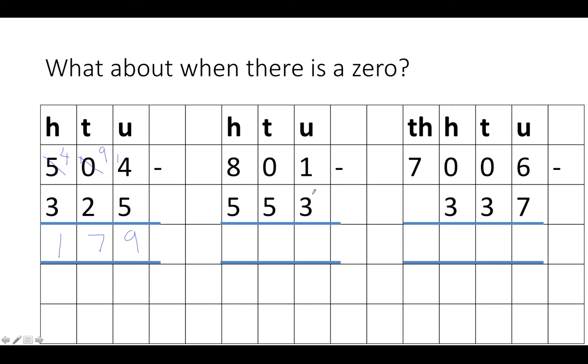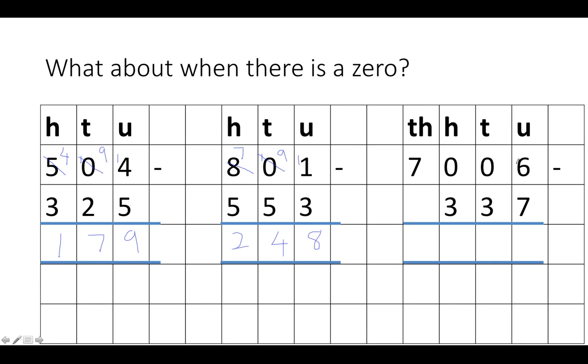Can't do 1 take away 3 because 1 is smaller than 3. Can't borrow from the 0 because there's nothing there. So go to the next column, borrow 1 out of there and put it next door, just like normal. It's not helped here, but now I can go and borrow from here because there's 10. And that becomes 9, and the 1 goes in front. 11 take away 3 is 8. 9 take away 5 is 4. 7 take away 5 is 2.